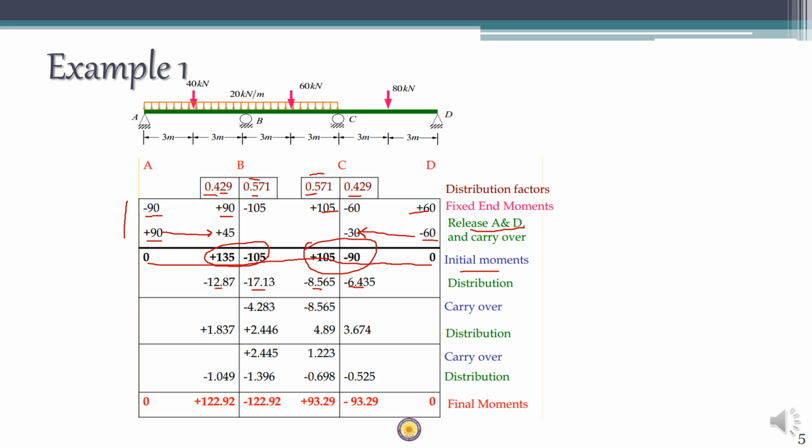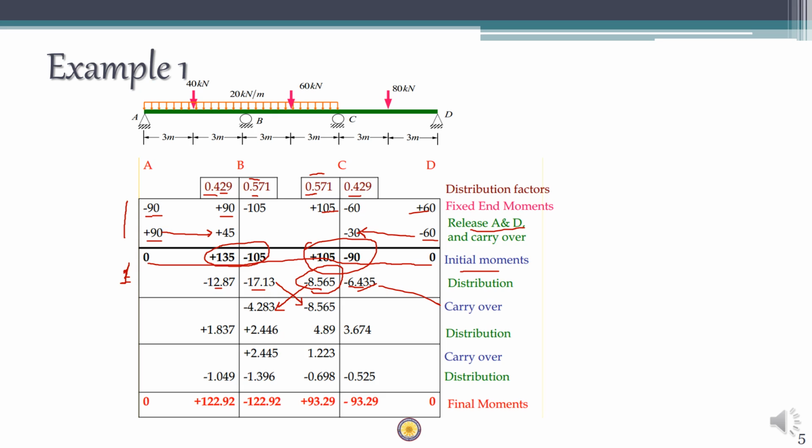Once you do that, the far end for this particular moment is a simple end, so there is no carryover to this place. However, for this moment, the far end is an internal joint, which is a fixed end, which means that half of this will go here and half of this will go here. So with this, our first iteration is completed. Now we do the carryover step.